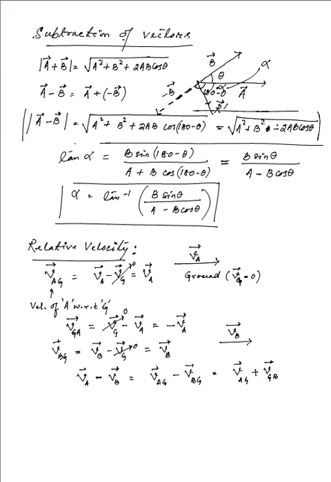Now if you observe this last thing that I have written over there, what we are saying is that the velocity of A with respect to B is simply the velocity of A with respect to any third stationary object considered, in this case the ground, plus the velocity of the ground with respect to B. As you know, the velocity of ground with respect to B will be minus VB. So that is what we are looking at.